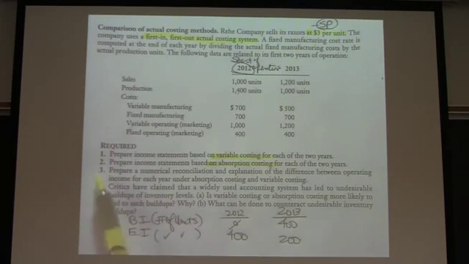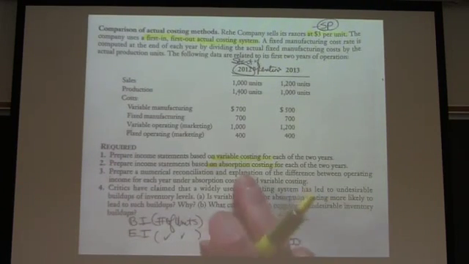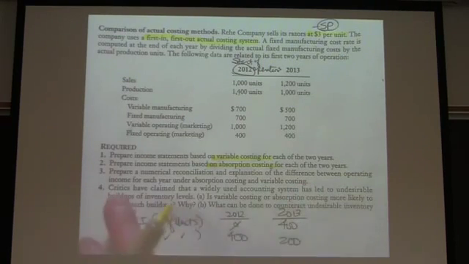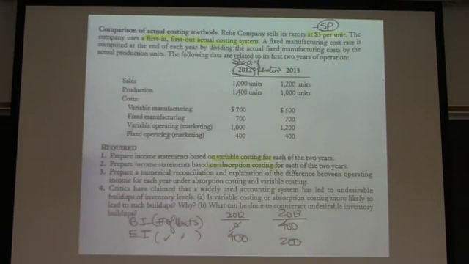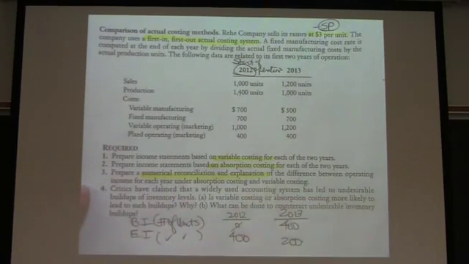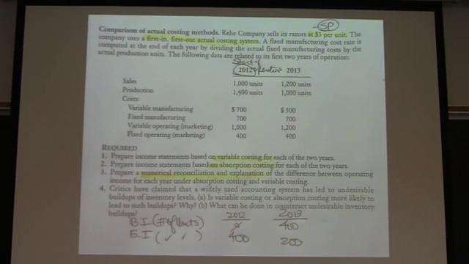Now it says, prepare a numerical reconciliation. So in other words, we need to compare the 2, and there's going to be a difference in their income for the 2 different methods. And we need to provide an explanation of the difference between the operating income under absorption and variable. So we need to do a numerical reconciliation. I'm going to show you a formula how to do that. Now, let's come back to number 4 once we take a look at 1, 2, and 3.